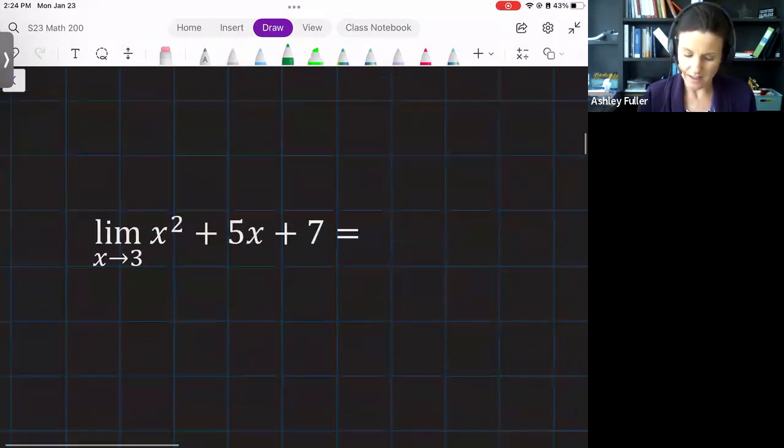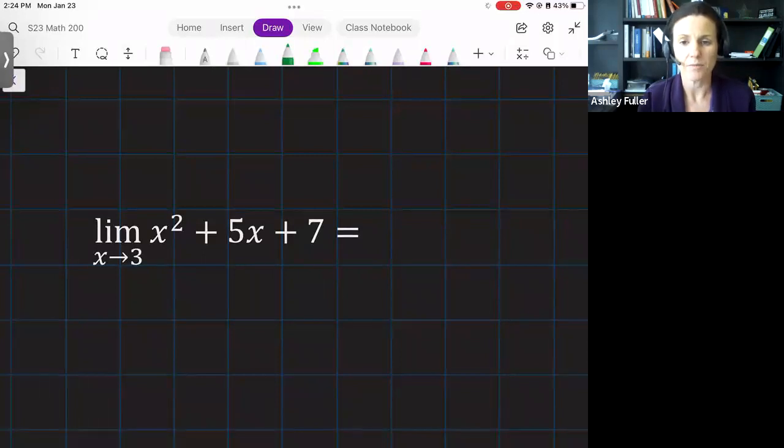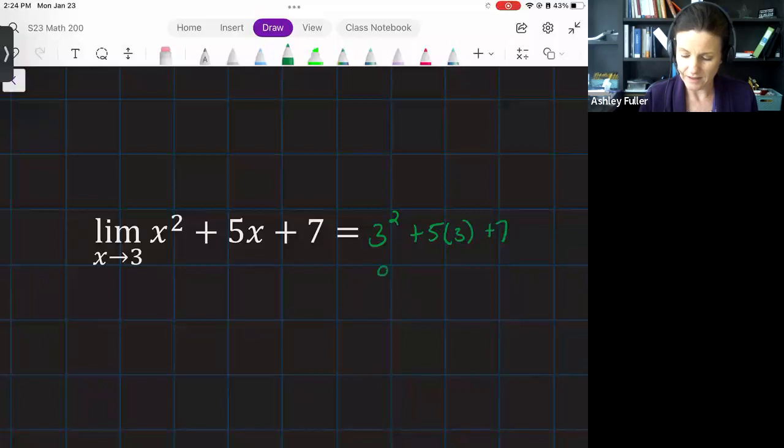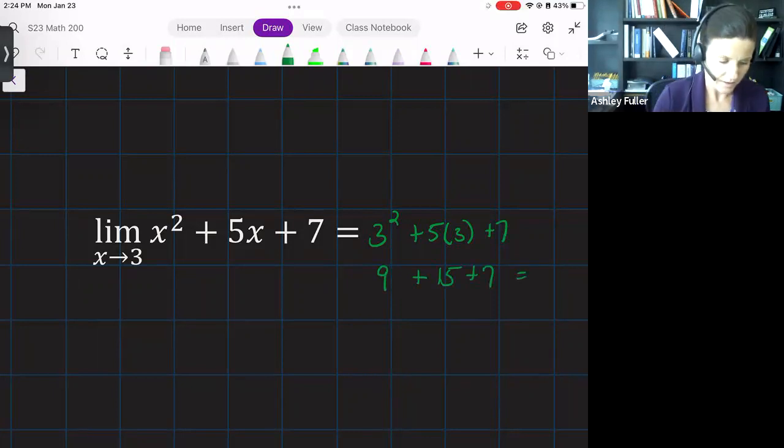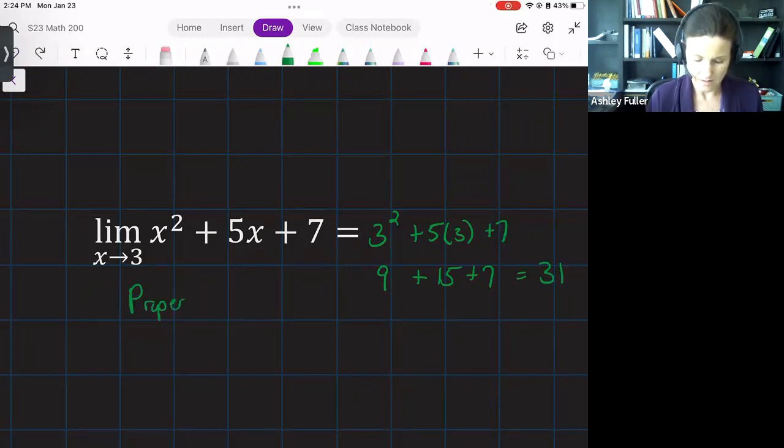Here, this second one, we're evaluating a polynomial and we want the limit of that. So we're simply going to plug in the value of x. In this case, we'll plug in 3 and we get 3 squared plus 5 times 3 plus 7, leaving us with 9, plus 15 plus 7 gives us a value of 31. And this we can reference as property 9 if you're looking at that.